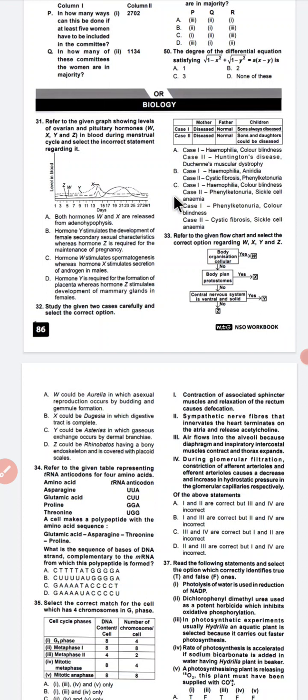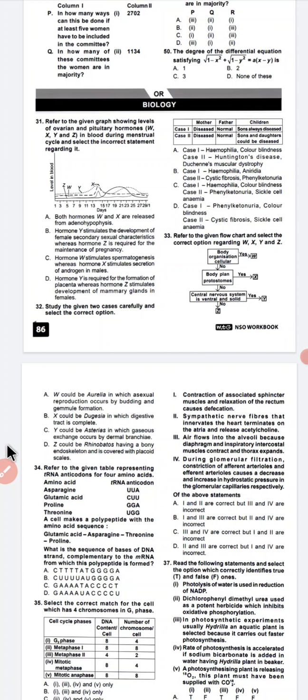Four of these options are there, A, B, C, and D. Option A: case 1 is hemophilia, color blindness; case 2 is Huntington's disease and Duchenne's muscular dystrophy. Option B: case 1 is hemophilia and aniridia; case 2 is cystic fibrosis and phenylketonuria. Option C: case 1 is hemophilia and color blindness; case 2 is phenylketonuria and sickle cell anemia. Case 1 is phenylketonuria. Now you have to choose which one is the correct answer.